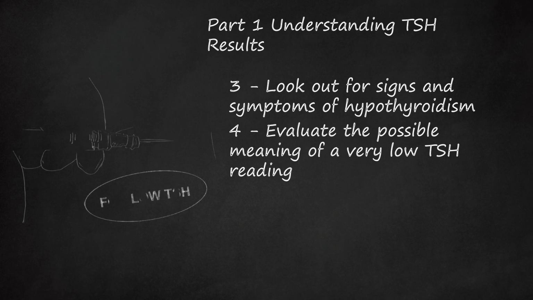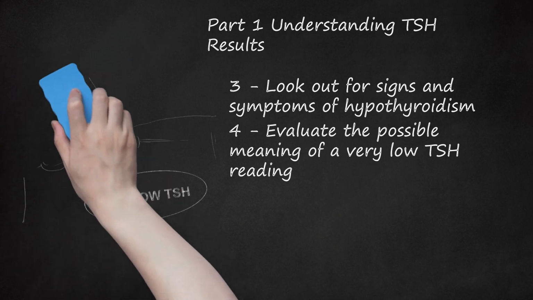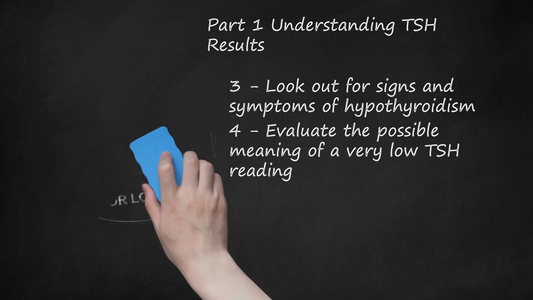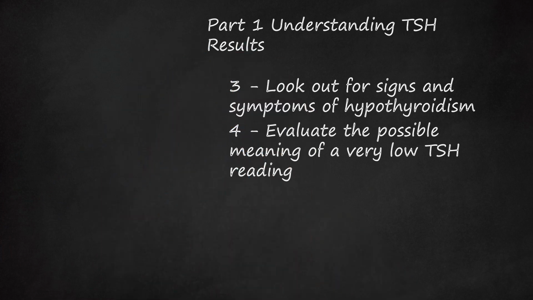4. Evaluate the possible meaning of a very low TSH reading. On the other hand, if you have a very low TSH reading, it may be your body's response for your pituitary to produce less TSH due to an excess of thyroid hormone in the body, T3 and T4. As such, a low TSH may be an indication of hyperthyroidism, excess production of thyroid hormone. Again, further blood tests will be required to confirm such a diagnosis. A TSH reading alone can point your physician down a certain path, but in itself it is usually not diagnostic.